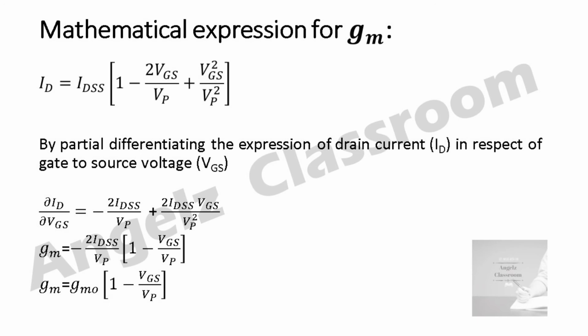Now, I am taking the expression of drain current which we have seen earlier, and from that drain current I am going to formulate a mathematical expression. From this expression I am going to use this (A minus B) whole squared formula, and I am expanding that particular term, and by doing the partial derivation with respect to gate to source voltage, I'll be having the equation as Gm is equal to minus 2 IDSS divided by Vp into 1 minus VGS divided by Vp.